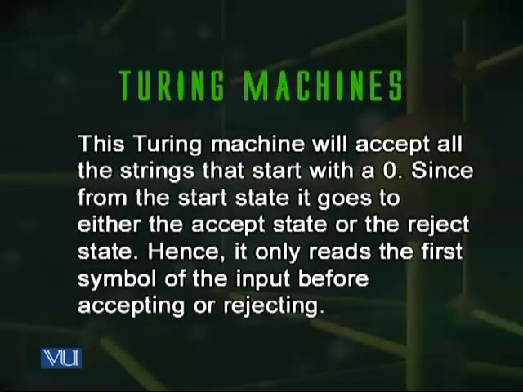This Turing machine will accept all the strings that start with a 0. Since from the start state it goes to either the accept state or the reject state, only the first symbol of the input will be read and the input would be accepted or rejected. And it's simple to see that if the first symbol is 0, then the input would be accepted, and if the first symbol is not 0, then the input would be rejected.